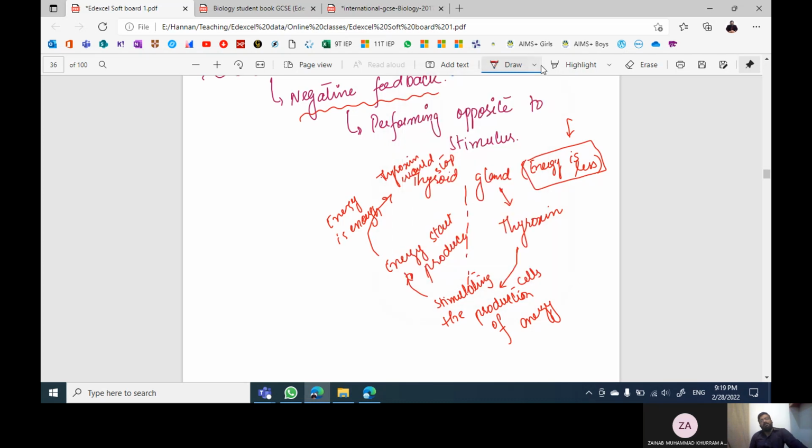We discussed it according to the example of thyroxine hormone, and we said that when we need energy, the stimulus is that energy is less, and the response is that energy is increased in the body, so it is an opposite response. Similarly, when the energy is enough, the response of the body is to shut down the release of thyroxine so that it does not produce a large amount of energy. So coming back to the point, we are going to discuss the role of insulin in our body.